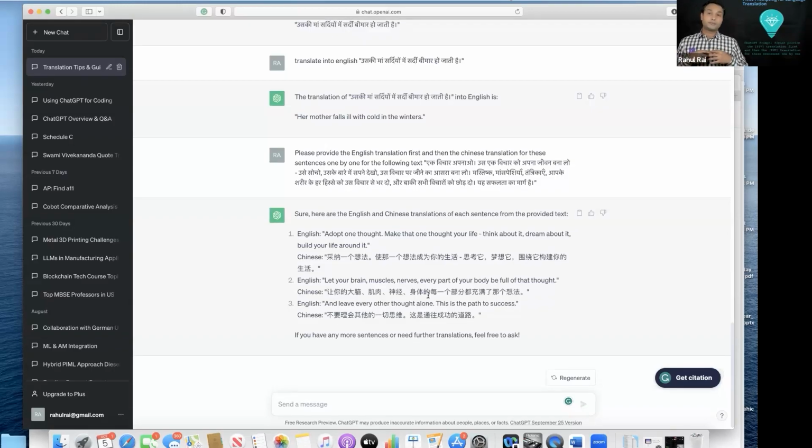So this is known as pivot prompting for language translation between two different languages using English as a pivot language. I just want to quickly point out that this is also a prompting strategy that could be widely used for translation between two different languages for which there is not a lot of training data available.